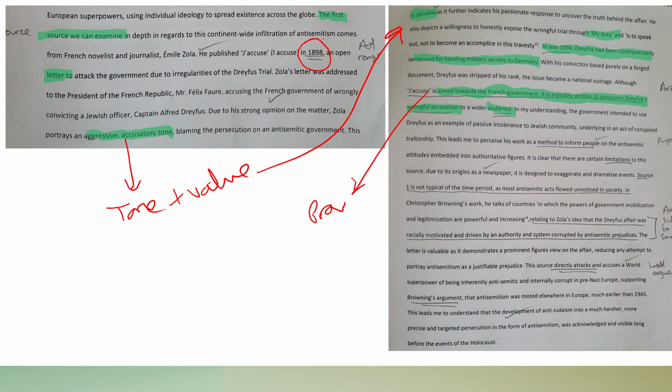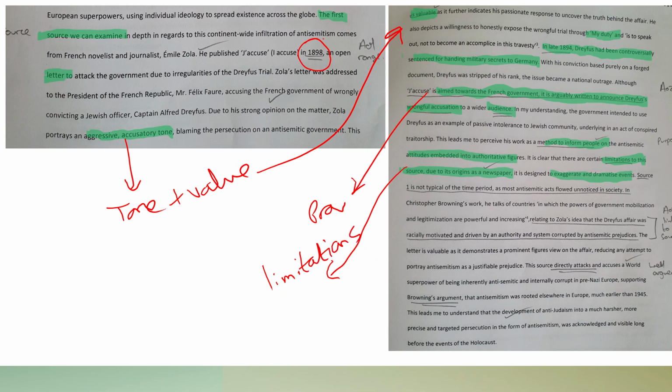Here is just an example of where it's ticking off AO1. The range, 1898, is talking about the fact that this is an early source, which is nice. Okay, so then it moves on. It says, this leads me to perceive his work as a method to inform people about attitudes at the time. It is clear that there are certain limitations to the source due to its origin as a newspaper. It could be exaggerated and dramatized events. Possibly you could push that a bit further and talk about why that is the case. We've got an example of limitations. Don't say you have to do this. It's just a nice bit of practice to get into.